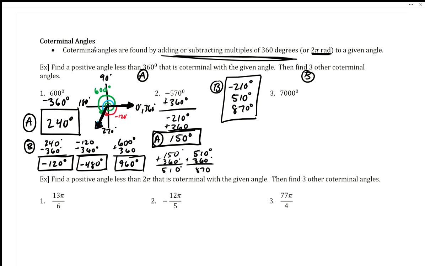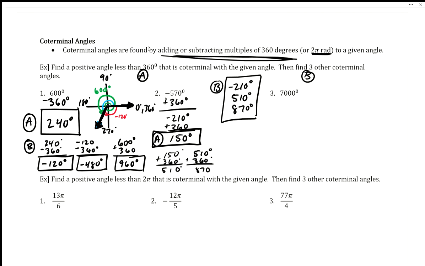All right, number 3. It's a large positive angle, 7,000 degrees. This would take a long time if I were to just subtract 360. That would still be 6,000 something, right? So I don't really want to do that.